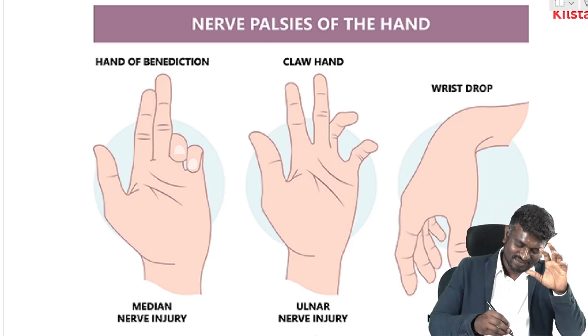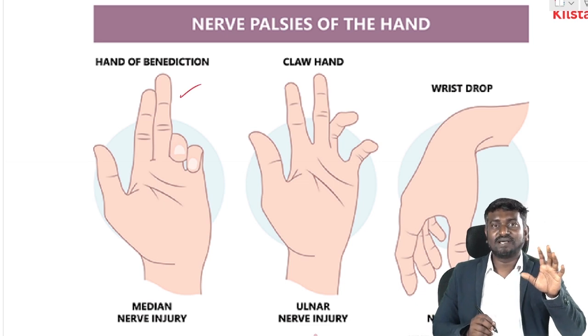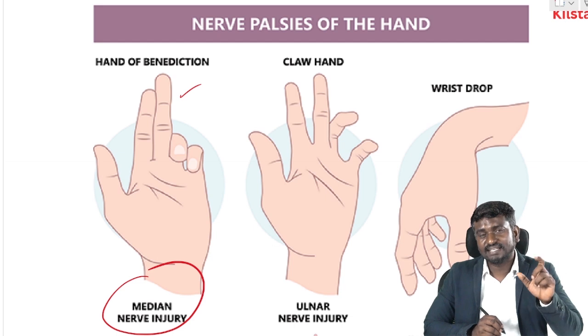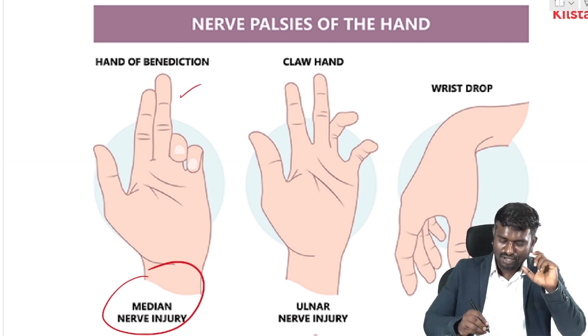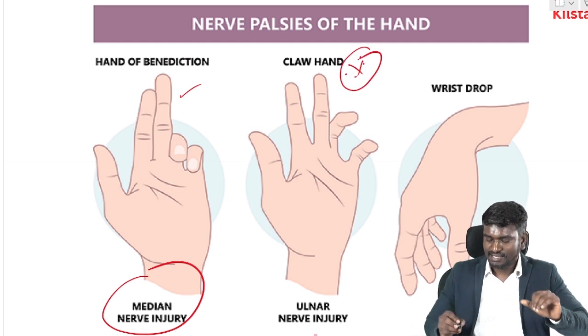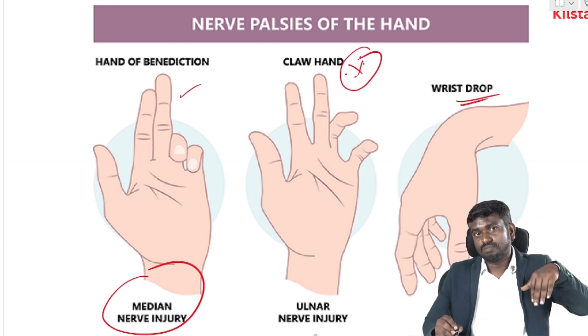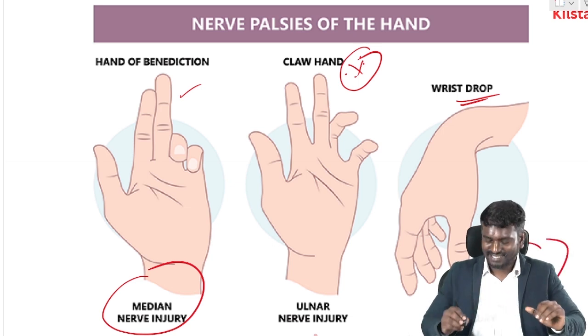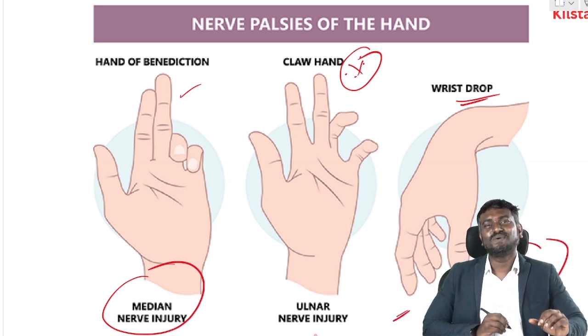Now this image over here is called the hand of benediction, and it is due to median nerve. Claw hand is due to ulnar nerve. I think we have all revised it. Wrist drop is due to radial nerve injury. So please remember these nerve palsies as well.